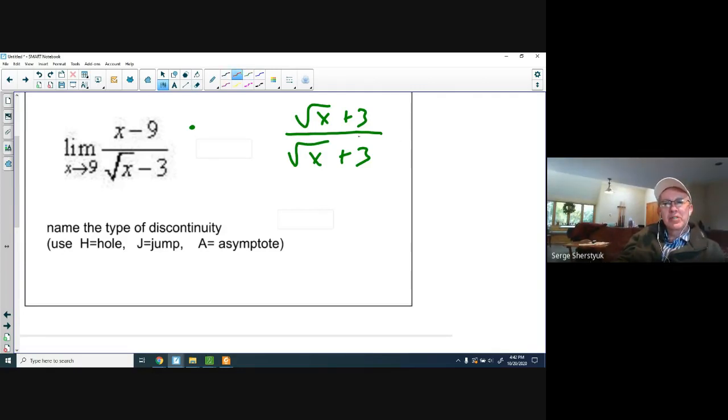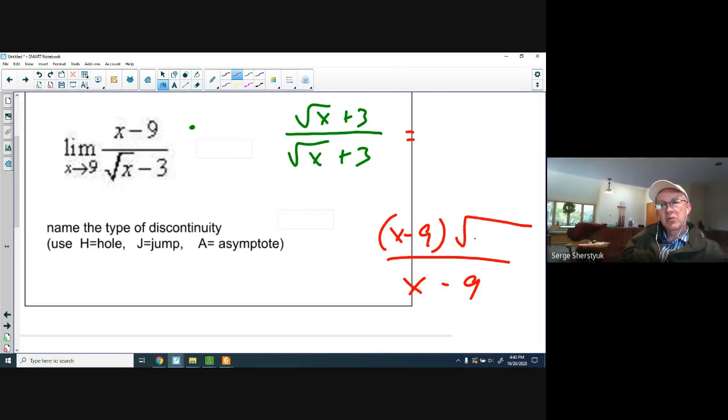Multiply the bottom. So this squared becomes x, and this squared becomes my 9. Okay, there it is. Now, what about up top? Make sure you don't distribute this, because the goal of this really was to cancel this, and this is really a square.